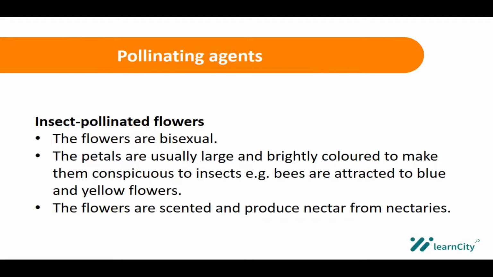So self-pollination can occur. Another characteristic is that the petals of insect-pollinated flowers are usually large and brightly colored to make them conspicuous, to make them visible to insects, so that they can pollinate them. For example, bees are attracted to blue and yellow flowers. The petals have bright colors that attract the insects.